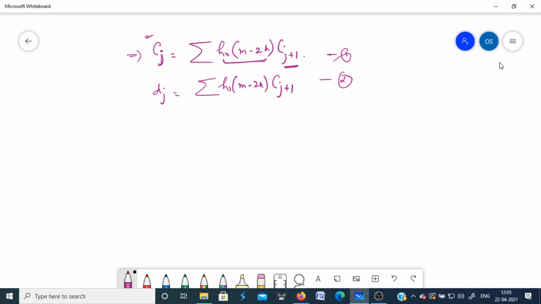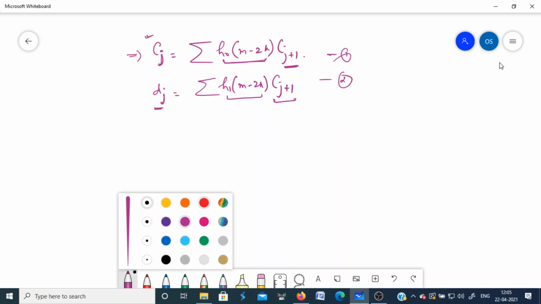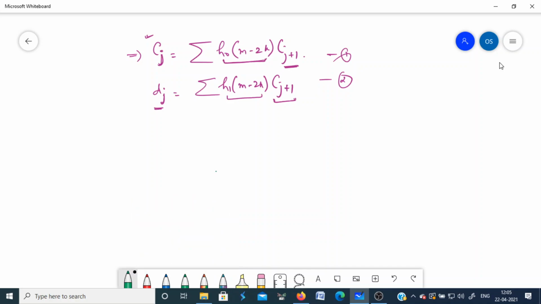And similarly, the detailed coefficient at scale j can be obtained from the scaling coefficients at j plus 1 using the wavelet filter. Okay, so if you interpret this equation, what it actually is, see if you look at this equation, how we implement this equation, it is nothing but the equation of convolution with a downsampler.